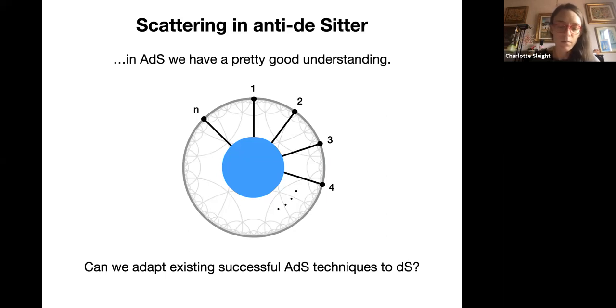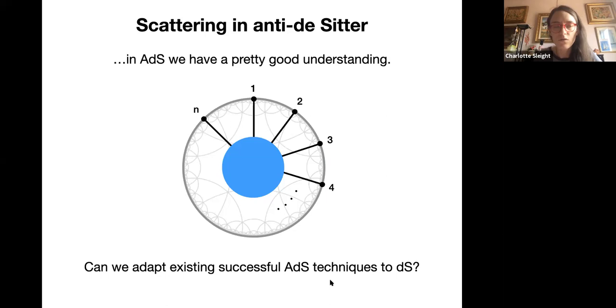anti-de Sitter can be translated to sharp questions about the consistency of correlation functions in conformal field theory, which are defined in terms of conformal symmetry, unitarity, and a consistent operator product expansion. So a natural question to ask at this point is if any of the techniques which led to this type of progress in AdS can be adapted to de Sitter.